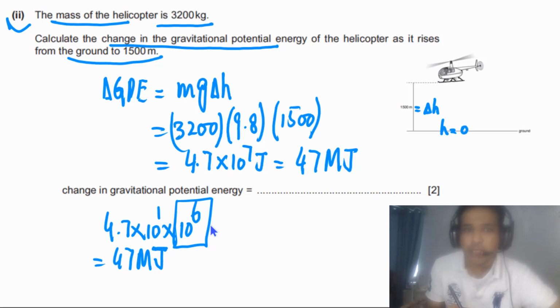And this question has 2 marks. You will get 1 mark if you have written this equation. You will get 1 C mark. If you got the right answer, you will get 2 marks.